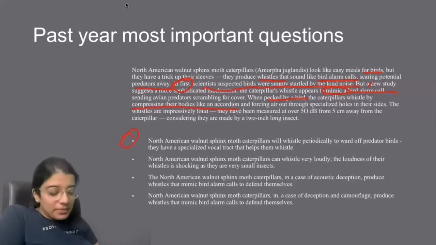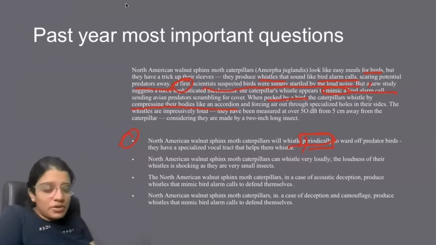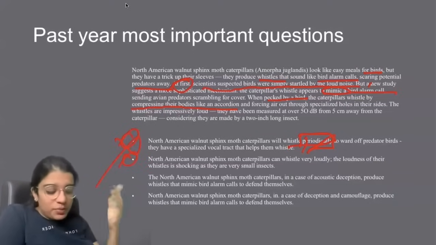What about the first option? Why is the first option getting eliminated? Because what is written here? These caterpillars will whistle periodically to ward off the predator birds. They have a specialized vocal tract that helps them whistle. Exactly. Periodically is not written anywhere. How often they produce this whistle, whether periodically or not, that is not at all being talked about. Hence, extra information. Eliminate this.